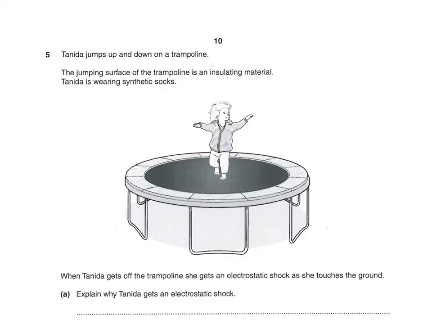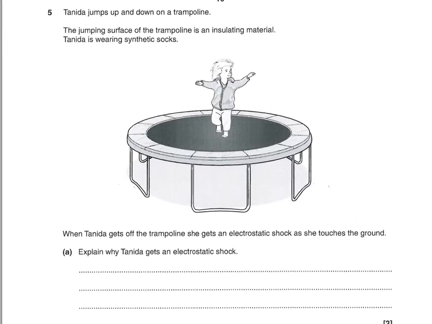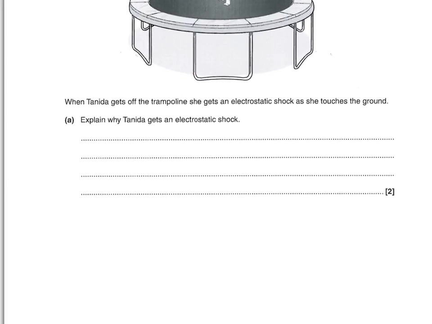Tanida jumps up and down on a trampoline. The jumping surface of the trampoline is an insulating material. Tanida is wearing synthetic socks. When Tanida gets off the trampoline, she gets an electrostatic shock as she touches the ground. Explain why Tanida gets an electrostatic shock. So the first mark is saying that Tanida has become charged, or she's gained electrons, or she's lost electrons, or she has become positive. And the second mark is saying that she is earthed when she gets off the trampoline. Or you can say the charge flows to Earth when she gets off the trampoline, or Tanida becomes neutral, or she loses the charge.